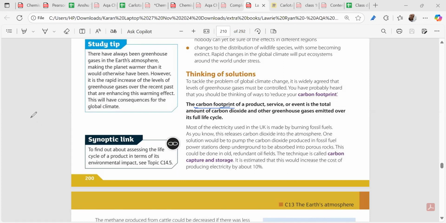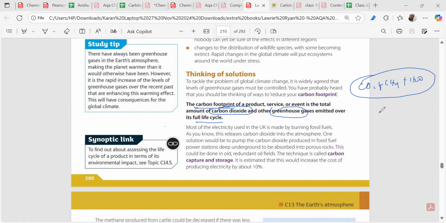Whenever we are talking about carbon footprint, it is the total amount of carbon dioxide and other greenhouse gases. What are the other greenhouse gases we know? Greenhouse gases are carbon dioxide, methane, and water vapor, which are emitted over a full cycle or in a service or in a system. Carbon footprint calculations are very important because they are linked with the sustainability portion.